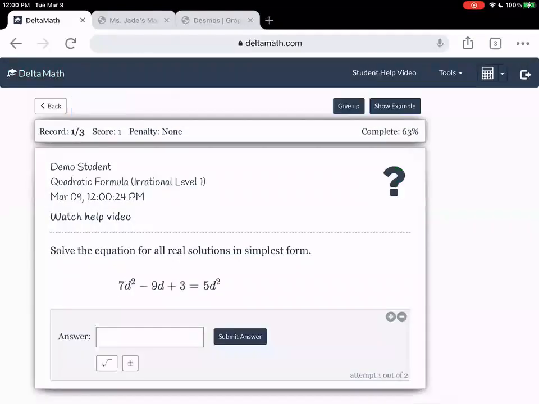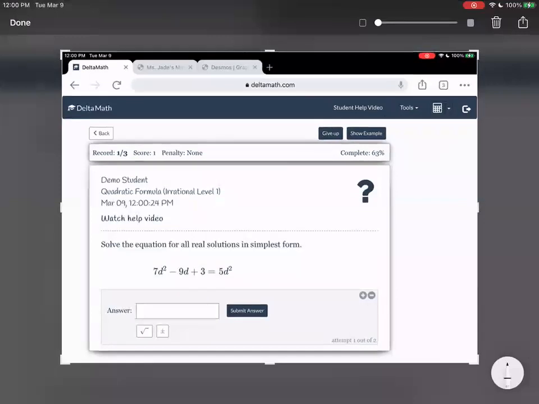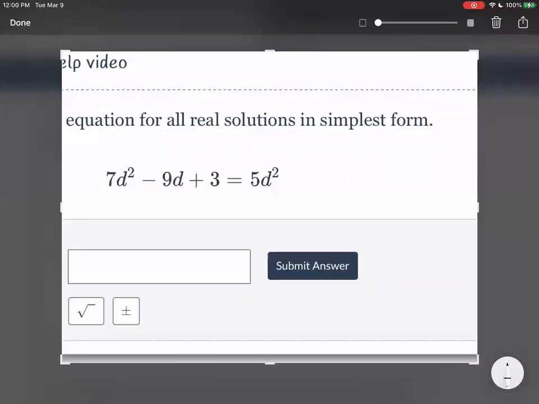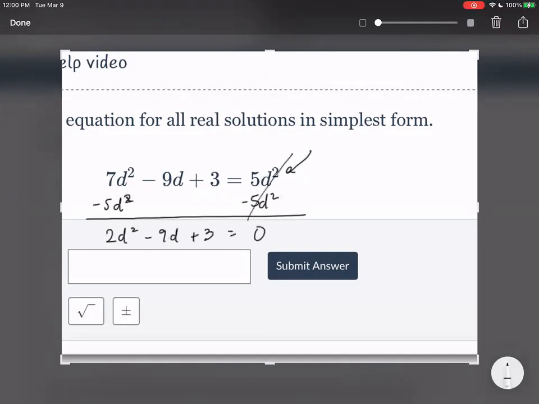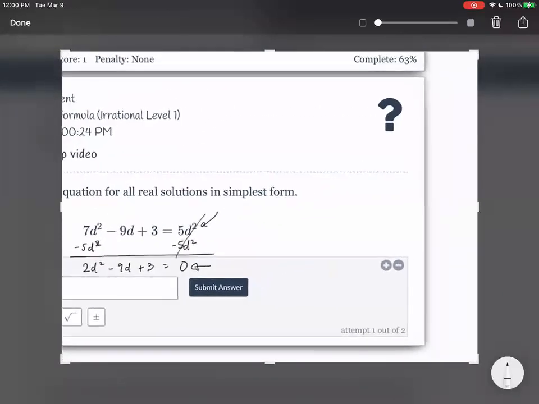Let's do another one. So remember, first step, set it equal to 0. So move the 5d squared over to the other side. You will get 2d squared minus 9d plus 3 equals 0. So now that it is set to 0, we can start plugging it into the quadratic formula. So d is equal to negative b plus or minus the square root of b squared minus 4ac all over 2a.